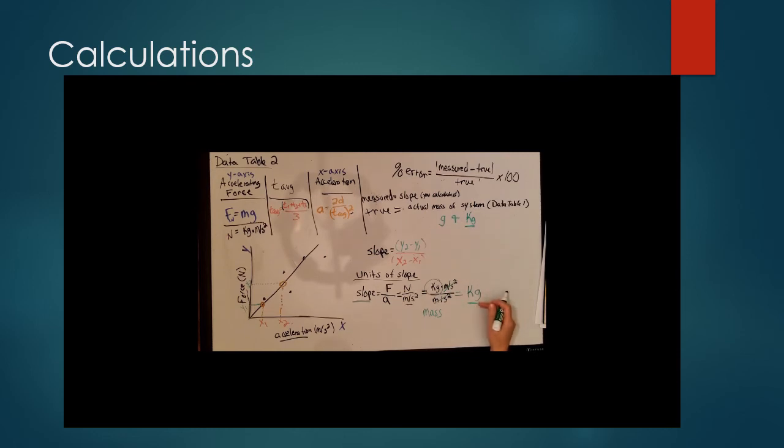So you're going to calculate how far off we were with our slope calculation compared to the actual mass given to you in data table 1. Now everyone should be getting similar slopes and similar percent errors because we're all using the same graph and the same data.